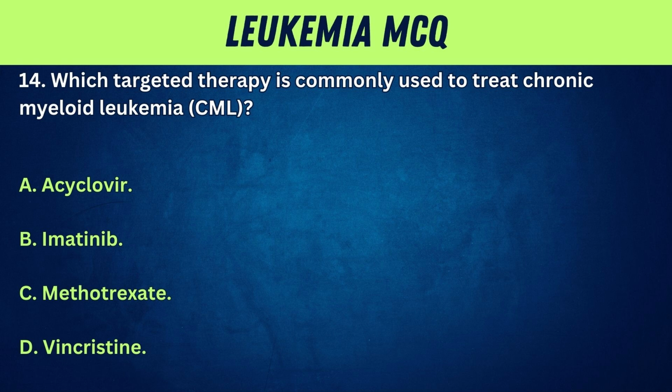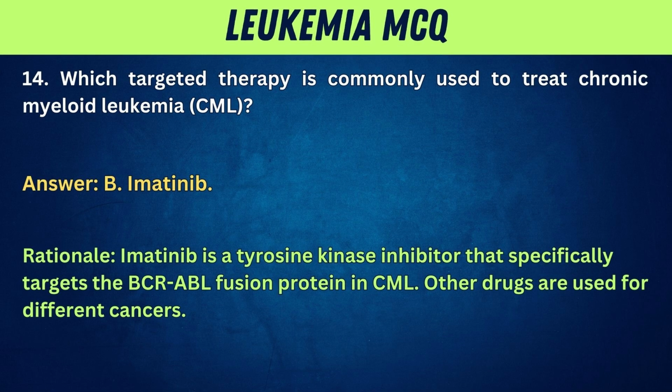14. Which targeted therapy is commonly used to treat chronic myeloid leukemia, CML? A. Acyclovir. B. Imatinib. C. Methotrexate. D. Vincristine. Answer: B. Imatinib. Rationale: Imatinib is a tyrosine kinase inhibitor that specifically targets the BCR-ABL fusion protein in CML. Other drugs are used for different cancers.